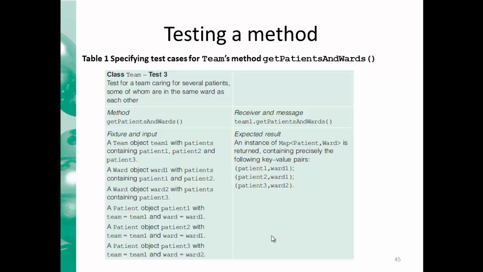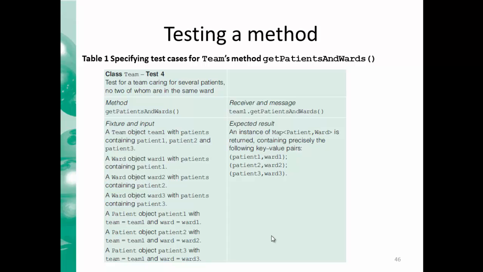So now what we expect from the method getPatientAndWards, we expect it to return for us that patient1 is in ward1, patient2 is in ward1, and patient3 is in ward2. And all these patients are under the care of team1. If we get this result, then we know that our testing is giving us the correct result, no bugs in our implementation of the method. If we get something different, then we know that this method is not implemented correctly and we need to fix the bug in that method.